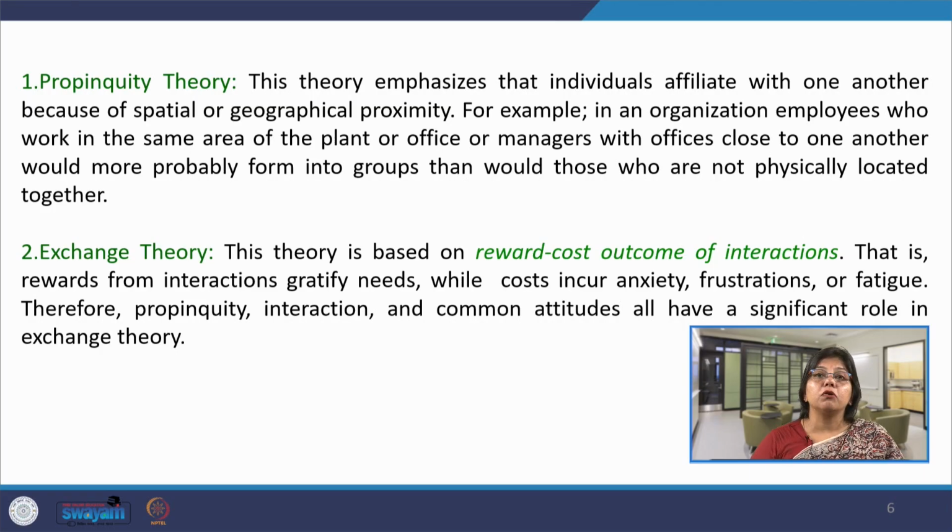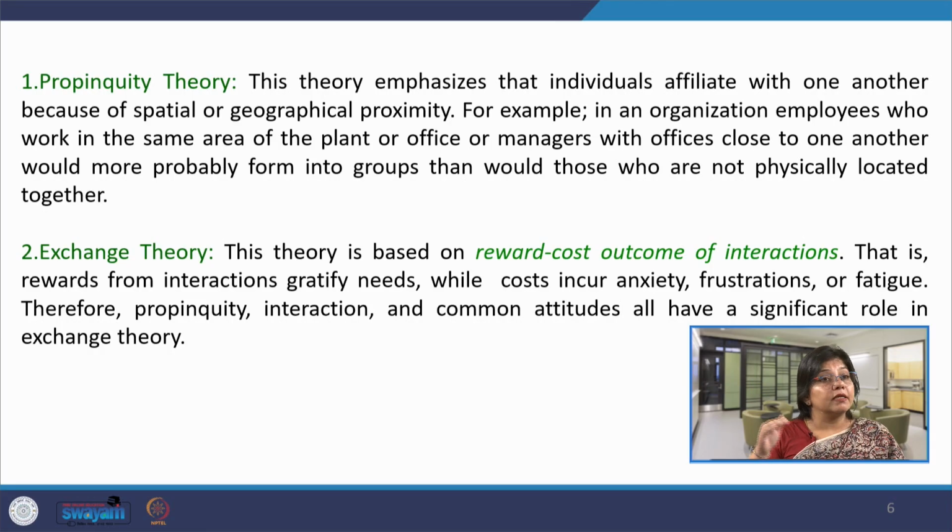The other is exchange theory. This theory is based on reward-cost outcomes of interactions. So, that is rewards from interactions. When we interact with any member of the group, there is some kind of gain we experience while interacting. Maybe it can be in the form of a solution to any problem or enhancement of knowledge or conflict resolution.